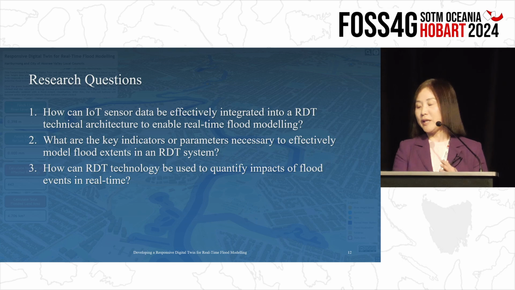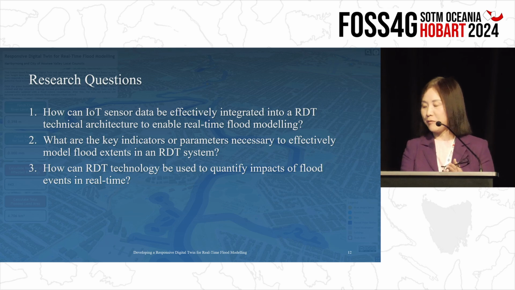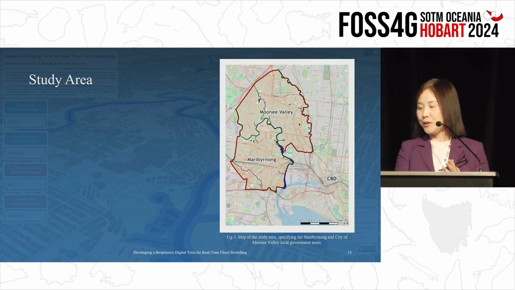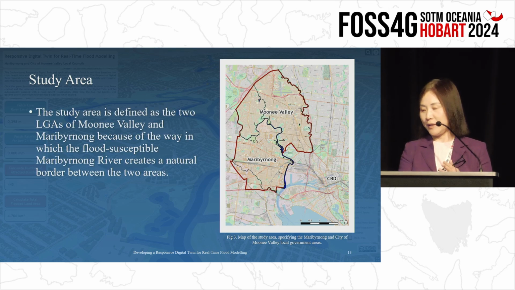And what are the key indicators or parameters necessary to effectively model the flood extent in a responsive digital twin system? And finally, how can this responsive digital twin technology be used to quantify the impact of a flood event in real time? We chose the Moonee Valley City Council and the Maribyrnong City Council as the study area because they share the river called the Maribyrnong River. And in 2022, there was a flooding event with a lot of damage for local residents.